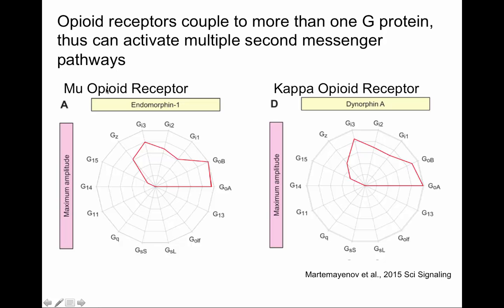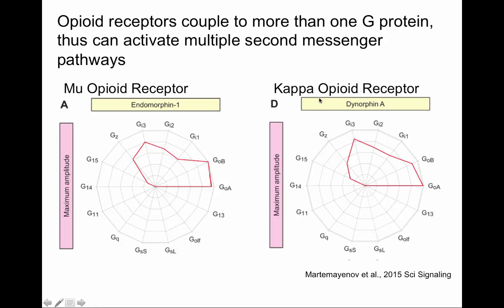On the left here, you will see the activation profile of the mu-opioid receptor by endomorphin 1. The mu-opioid receptor is usually described as a receptor that couples to Gi/Go proteins. You can see that activation of this receptor by endomorphin 1 results in activation of several Gi proteins, and also several Go proteins, and also Gz.